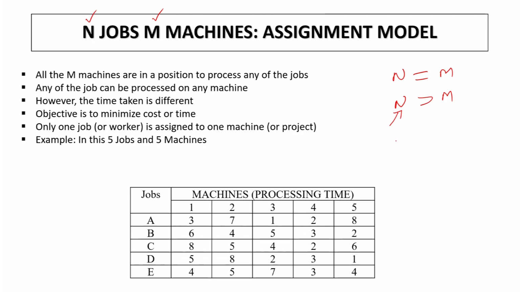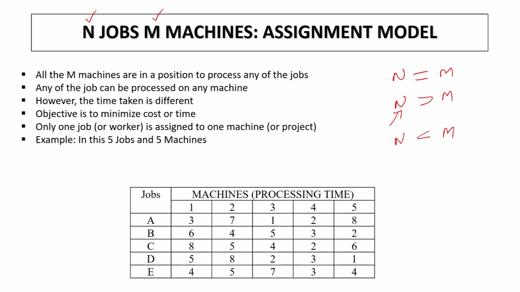On the other hand, if the number of jobs is less than the number of machines, then certain machines remain idle, or you have to find new jobs for those machines. And a prerequisite for n jobs m machines is that all the m machines are in a position to process any of the jobs. That means each machine is capable of processing any job, and any job can be processed on any machine. However, the time taken is different.